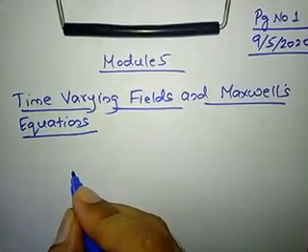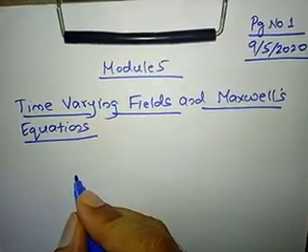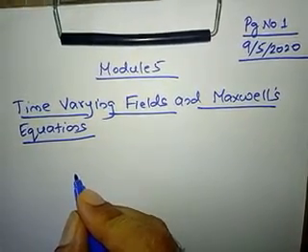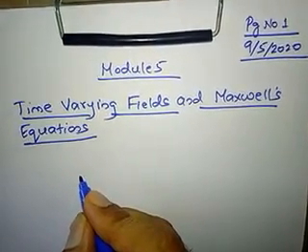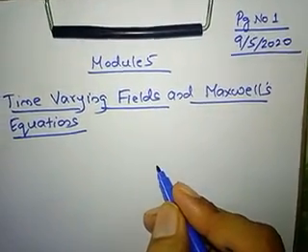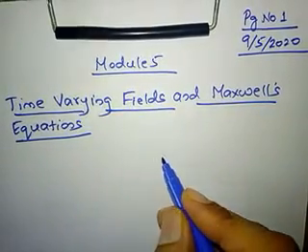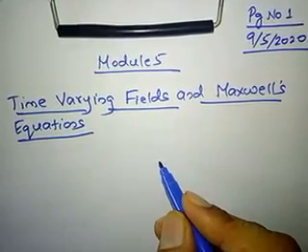Good morning, students. Till now we have covered the modules which have included electrostatics and magnetostatics. That is, the electric field due to static charges and the magnetic field due to static charges. Next comes the time varying fields. That is, as the time varies, the magnetic field will also vary, or the electrostatic field will also vary. So they are called the time varying fields.